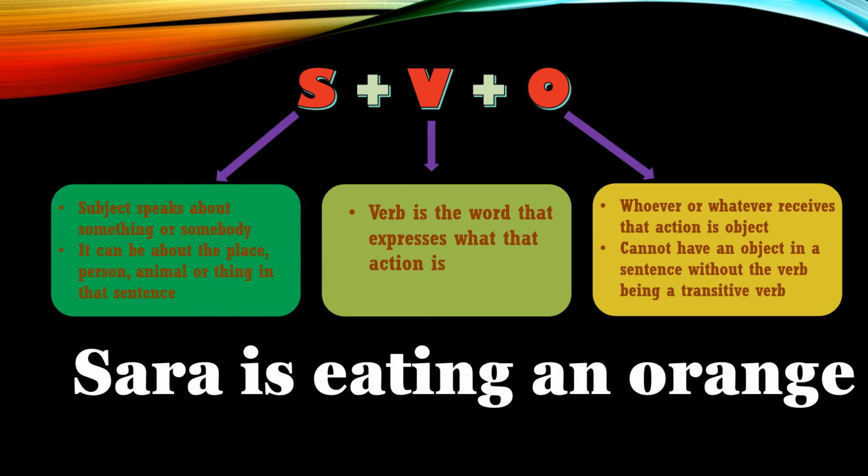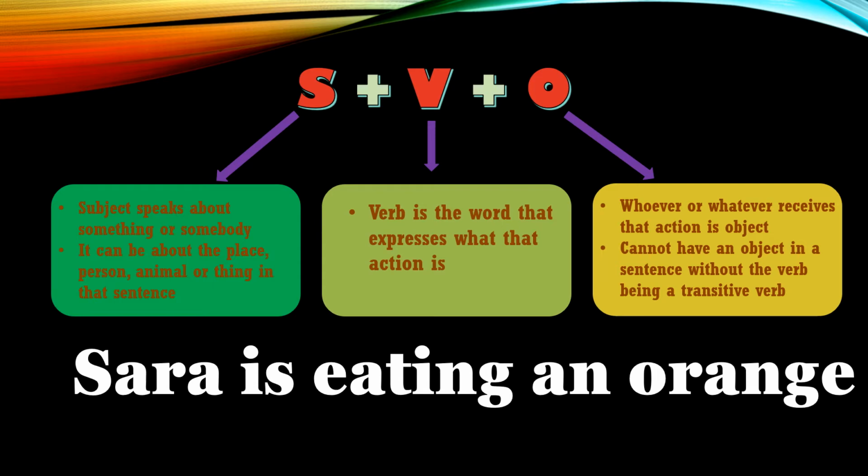So next is O, object. Whoever or whatever receives the action is the object. We cannot have an object in a sentence unless the verb is a transitive verb. Okay, what is a transitive verb? A transitive verb is a verb that is followed by an object. How do we know if a verb is transitive? After a transitive verb there must be an object. If there is no object after the verb, that means the verb is not a transitive verb.